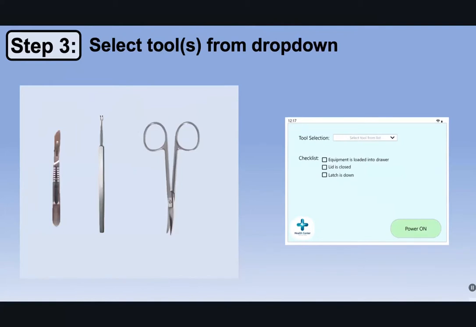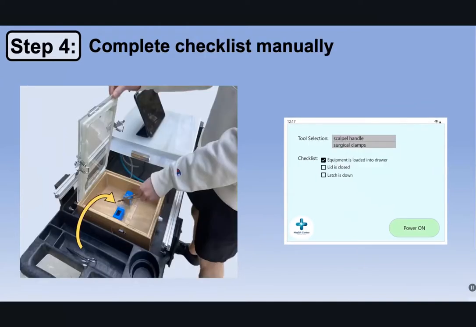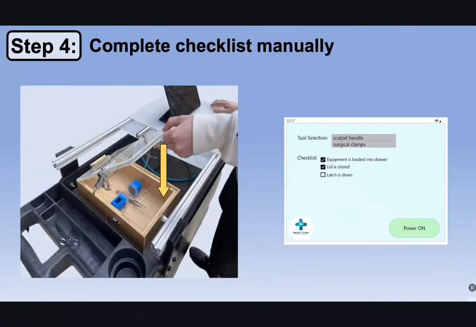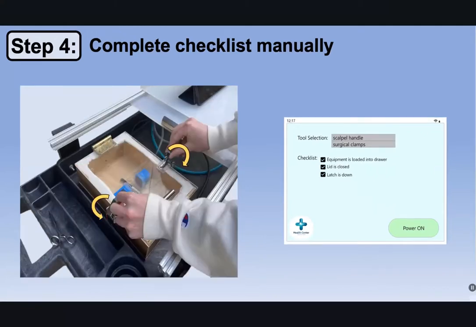Next, they select the specific type of tool from the drop-down menu and complete the checklist below. The first step on this checklist is to load the equipment into the drawer. The second step is to make sure the lid is completely closed. And finally, they must lock both latches into place to ensure airtightness and security of the container.